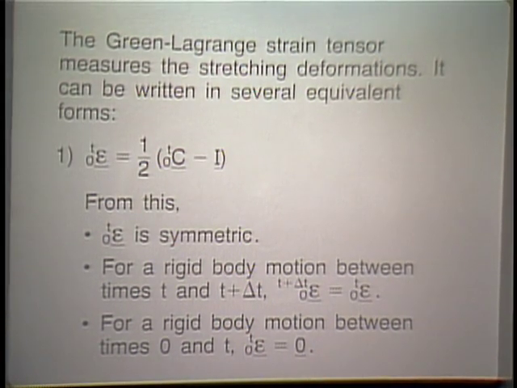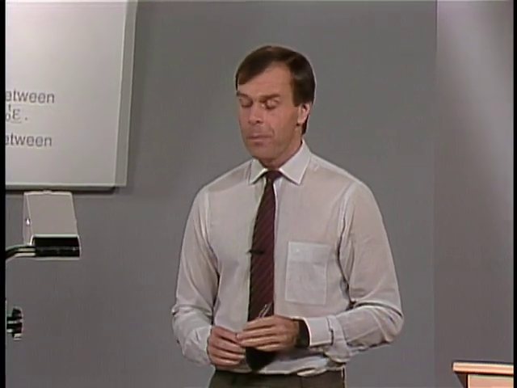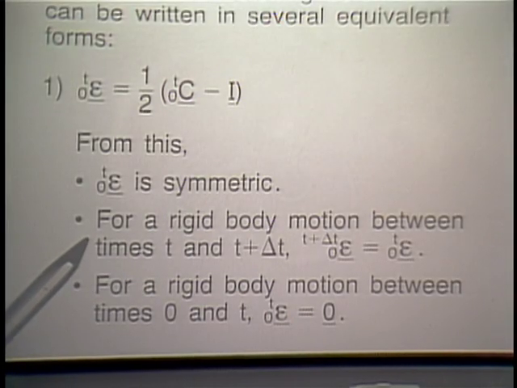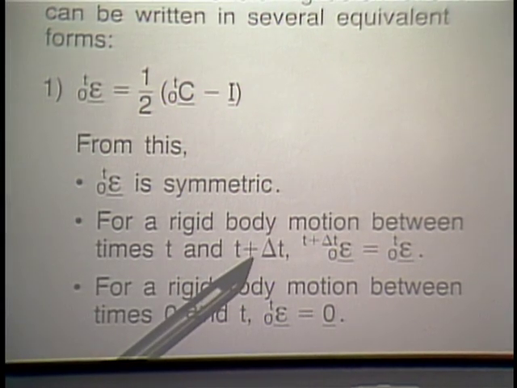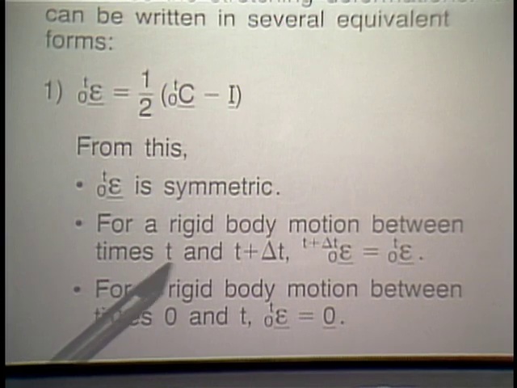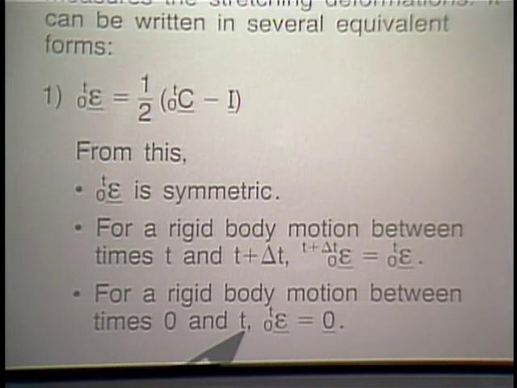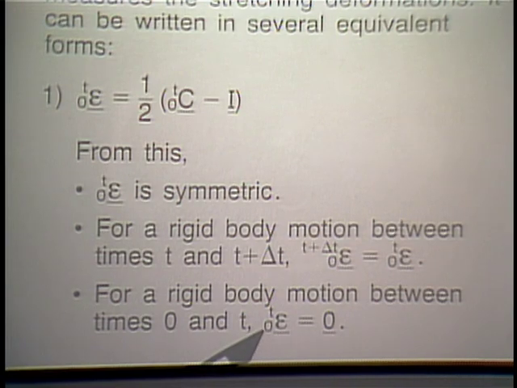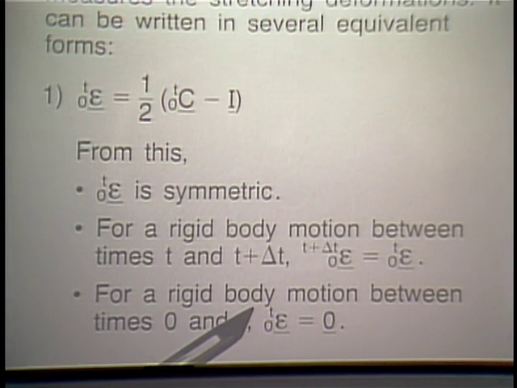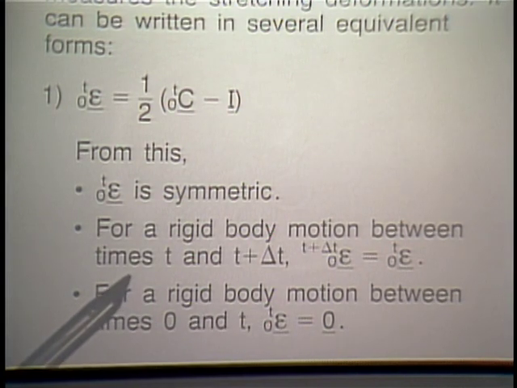There are a number of very interesting properties that this strain tensor displays, and I've listed them here. We can see that this strain tensor is symmetric. We can see that this strain tensor does not change from time t to time t plus delta t if the only motion from time t to time t plus delta t was a rigid body motion. And we can see directly that the Green-Lagrange strain tensor is 0 if from time 0 to time t the only motion was a rigid body motion. One can prove these particular statements, and I would like to encourage you to do so. While you are doing it, I will do the same here, and then we share our experiences regarding these proofs just afterwards.